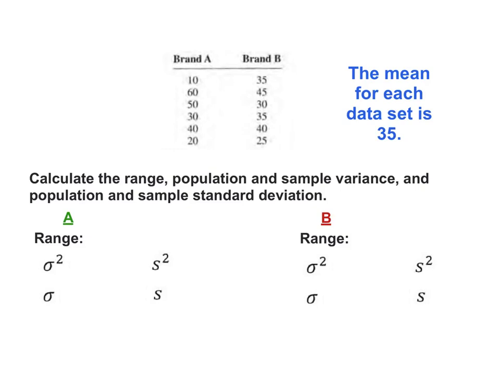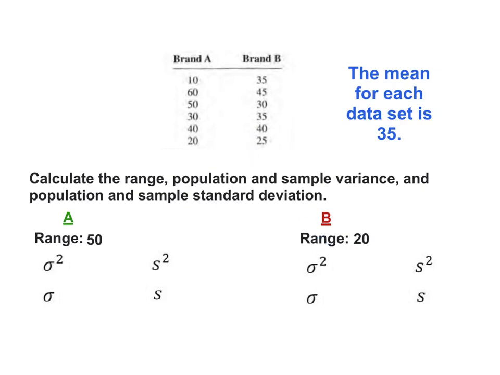Now, what is the range for A? What's the biggest value? 60. What's the smallest? 10. So the range is going to be 50. For the second one, the biggest value is 45. The smallest one is 25, so the range is 20.